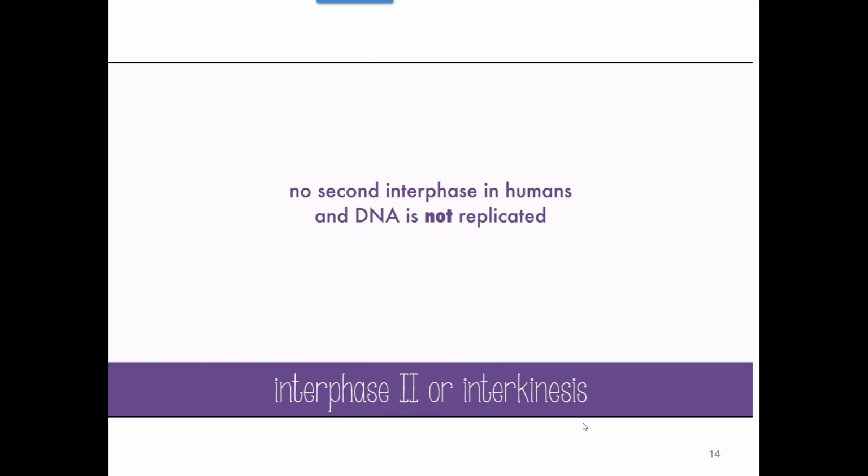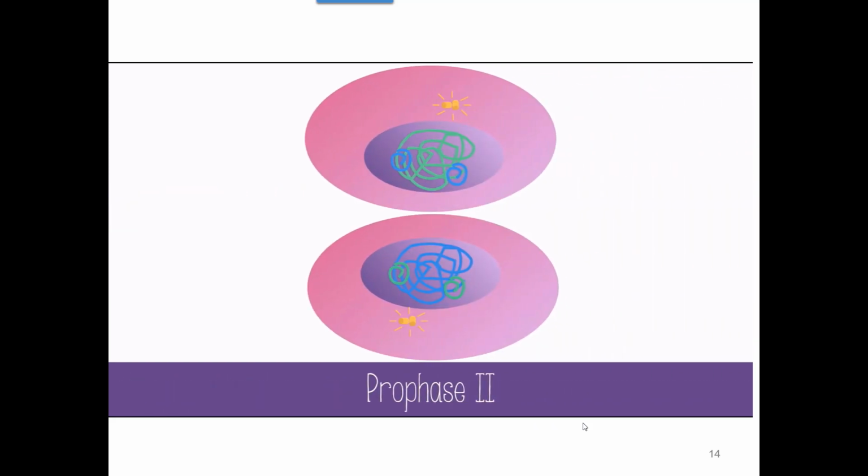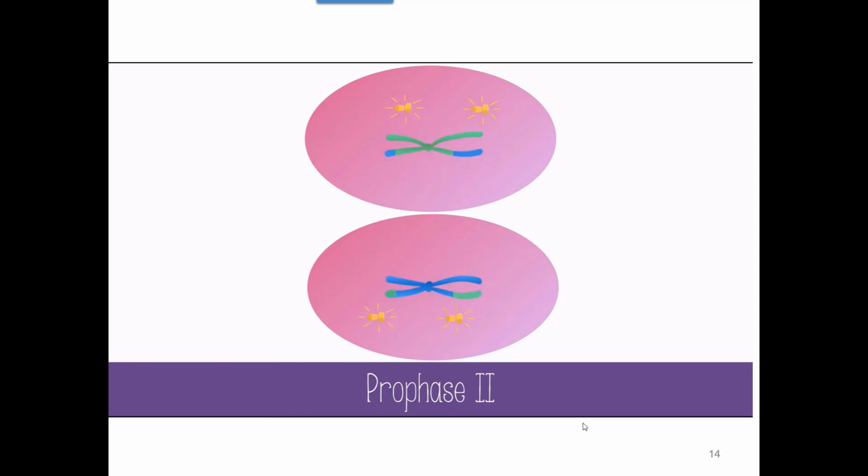In humans, there's no second interphase. However, some plant species experience a second interphase, or interkinesis, but the DNA is not duplicated in this phase. During prophase 2, the chromosomes reform and the two nuclei break apart. Then the centrioles send out spindle fibers and connect to the centromeres of the chromosomes.